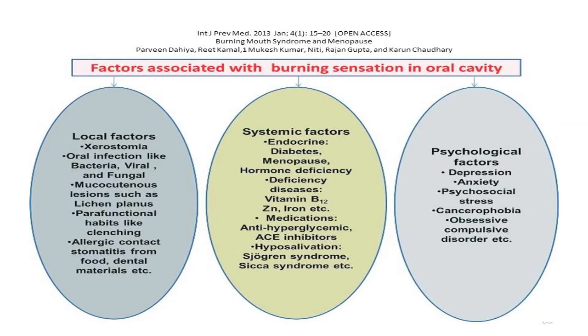Now, when you put up a factors associated slide like that, you can see there are local factors, there are systemic factors, and there are psychological factors. That simply emphasizes that we haven't a clue what we're talking about. Okay, we've got no idea. Because we identify that these are all associated factors. Some of them may be causative, some of them are simply implicated factors, but you can see that's a complex group of potential etiological factors.